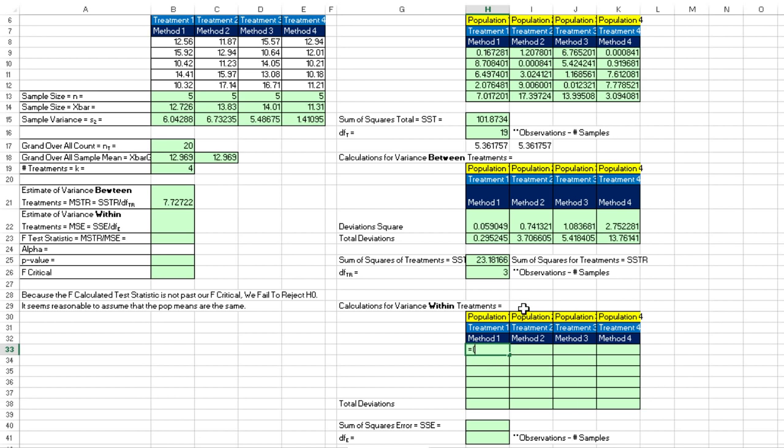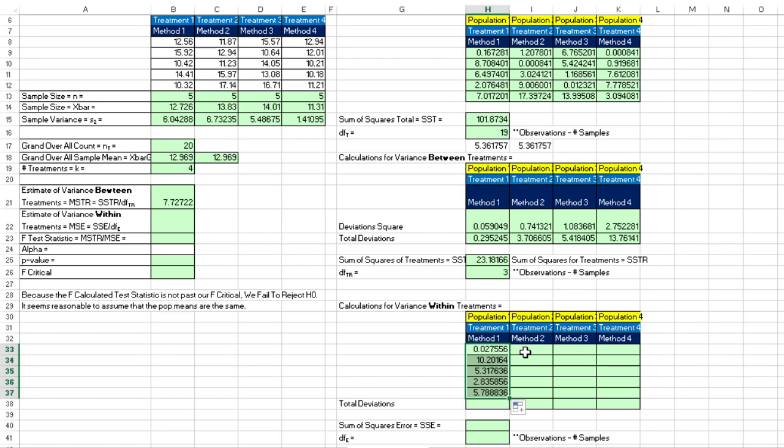Equals, open parentheses, the very first time in method 1 minus our actual mean. Notice we're going to calculate the variation within this method. F4 to lock it, close parentheses, caret 2. The deviation, we're going to square it. Control Enter, and copy it down.